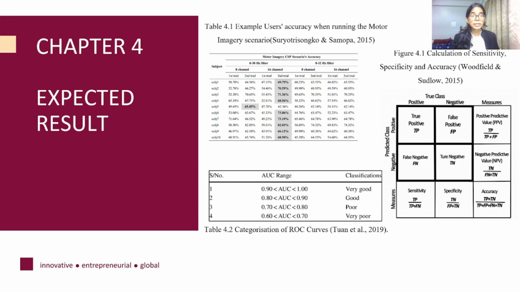The second figure is the calculation of the sensitivity, specificity and accuracy. This will be the formula that I'll be using. And last but not least is the categorization of the ROC curve. After I obtain my curves, this will be used for the categorization purpose.